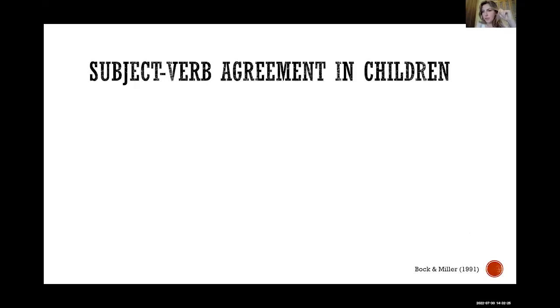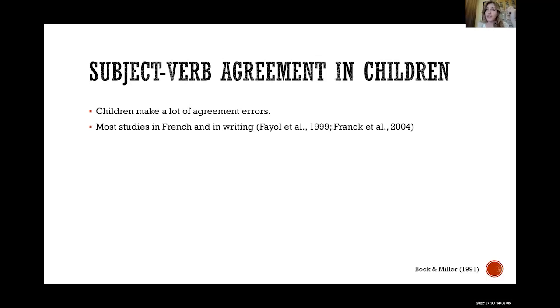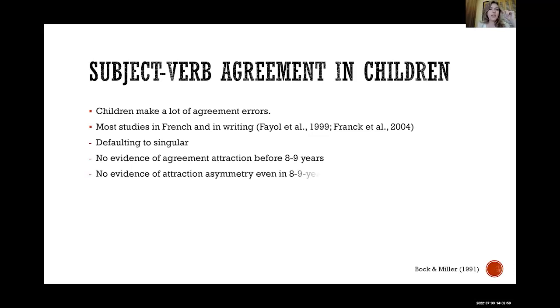Instead, the focus of this talk today is to understand how children compute subject-verb agreement. For one thing, we know that children make a lot of agreement errors. Why do they make a lot of agreement errors? There are different and sometimes contradictory pieces of evidence. For example, there are lots of studies in French looking at agreement errors in children, and the findings are mostly that children tend to default to singular forms. There is usually no evidence of agreement attraction in these studies in children before the ages 8 or 9. And even when children do exhibit agreement attraction, they usually do not exhibit attraction asymmetry.